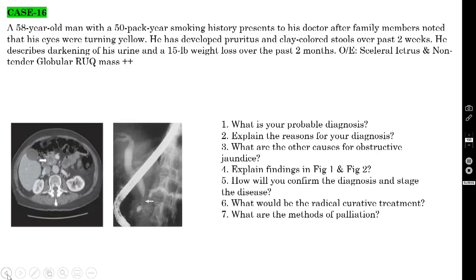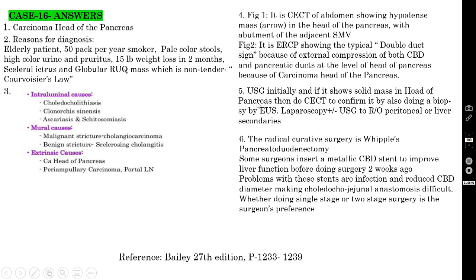How will you confirm the diagnosis and stage the disease? Ultrasound initially, and if it shows a solid mass in the head of the pancreas, then you have to go for CECT to confirm it. Also doing a biopsy by endoscopic ultrasound. Laparoscopy plus or minus ultrasound to rule out peritoneal or liver secondaries.